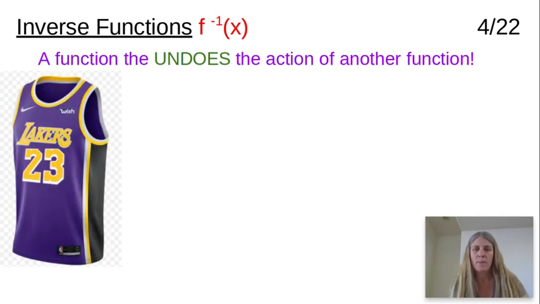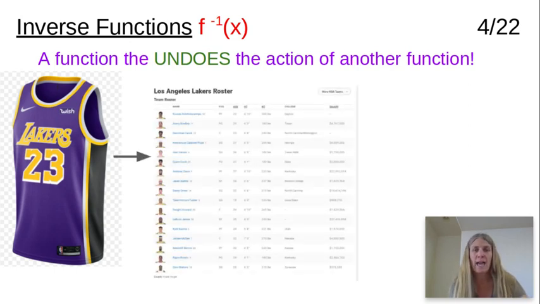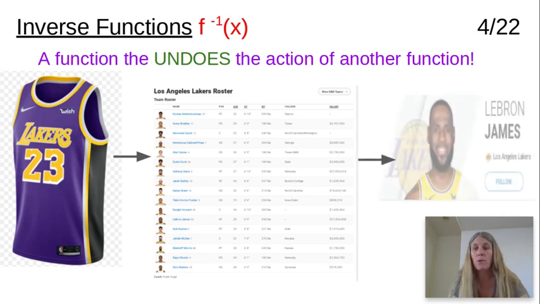When we think about this in sports terms, if I wanted to know who wore the Lakers jersey number 23, I could take a look at the LA Lakers roster. I would search for number 23, and then pair number 23 up with that player, who, of course, is LeBron James. This is the function that we're talking about.